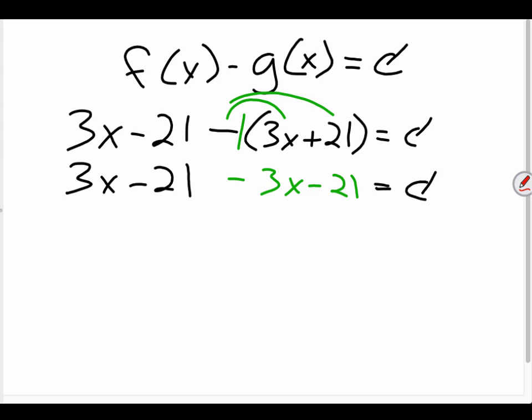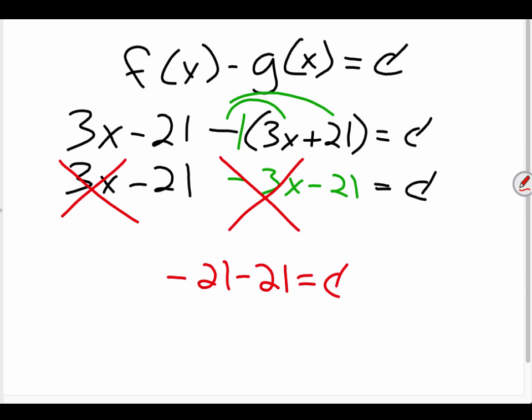But now an interesting thing happens. This positive 3x and a negative 3x cancel out if I simplify and combine like terms on the left-hand side of the equation. Interesting indeed. So now what I'm left with is negative 21 minus 21 is equal to some constant c. Well, I get negative 42 is equal to some constant c. So when I do this, what's going to happen with that x value every single time? It kind of cancels out.